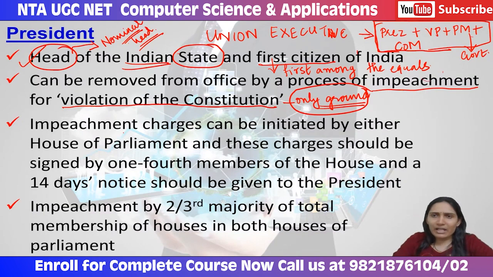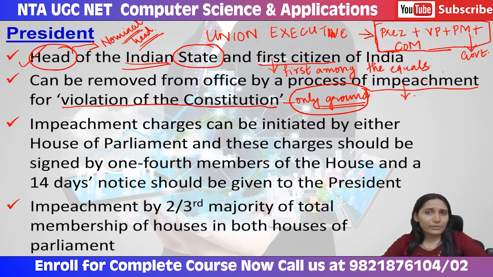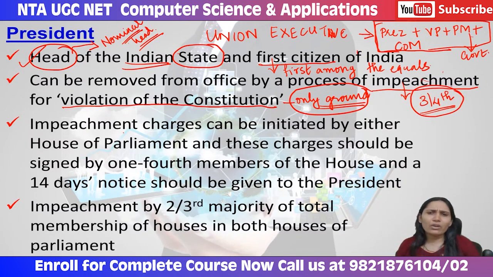Impeachment process, I think we have already discussed it. It's a very lengthy process. First, the impeachment motion has to be supported by at least 50 members in the house in which it is introduced. Then it has to be passed in that house, and an inquiry commission will be appointed. President will be given an opportunity to present himself. Then in both houses of Parliament, a special majority of 3/4 of the members present and voting is required. So all these things are very, very important.